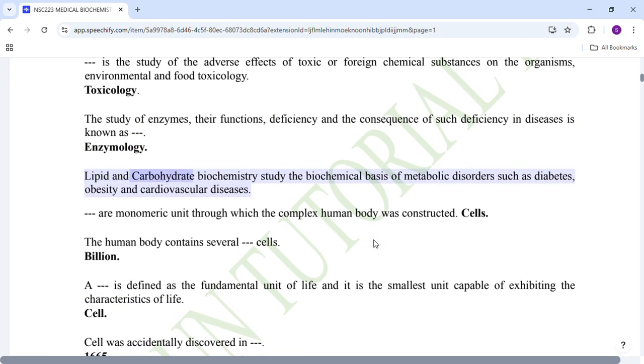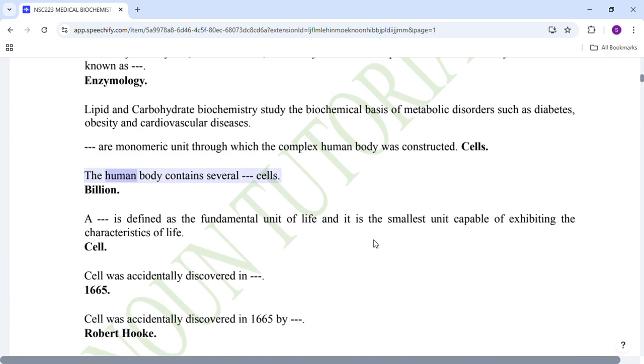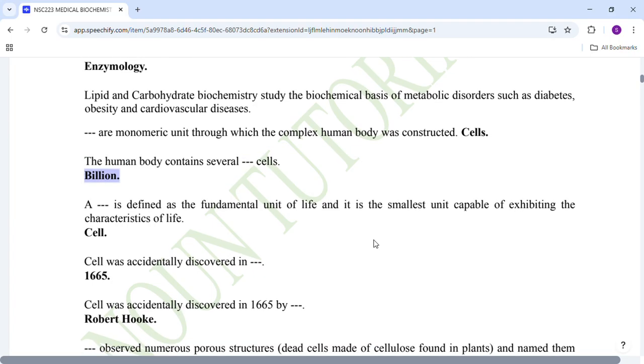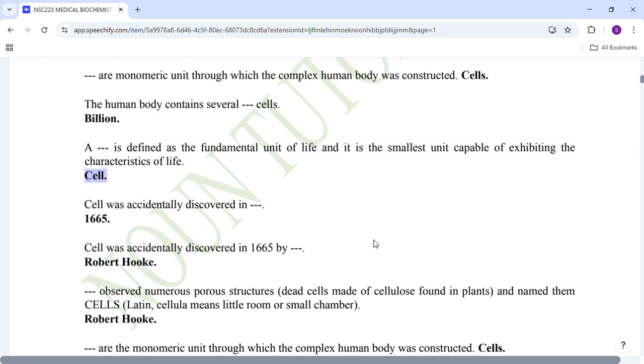Lipid and carbohydrate biochemistry study the biochemical basis of metabolic disorders such as diabetes, obesity, and cardiovascular diseases. Cells are the monomeric unit through which the complex human body was constructed. The human body contains several billion cells. A cell is defined as the fundamental unit of life, and it is the smallest unit capable of exhibiting the characteristics of life.